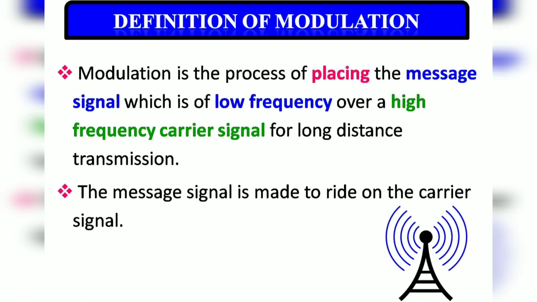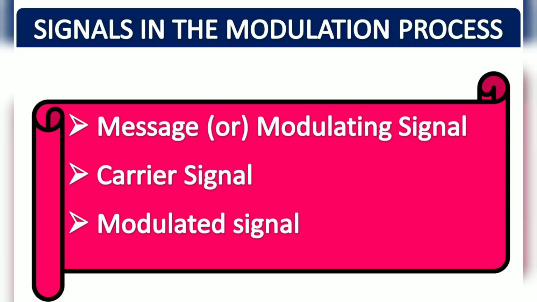Another definition: modulation is the process of placing the message signal, which is of low frequency, over a high frequency carrier signal for long distance transmission. Or in other words, you can also say that the message signal is made to ride on the carrier signal. Let us look at the signals in the modulation process.